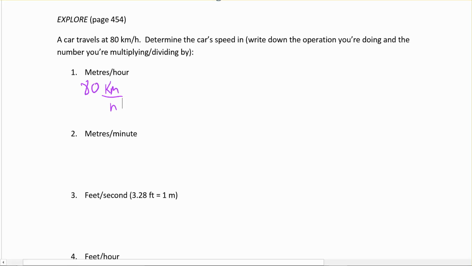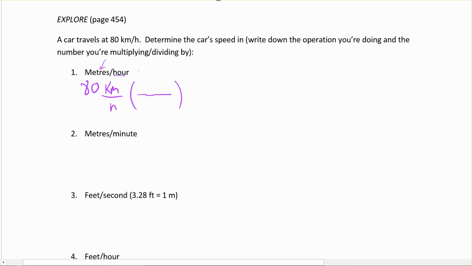Then what we're going to start doing is we're going to multiply by some factor. So we're going to do this every time. You're going to put bracket, bracket, and then there's going to be something over top of something. And what we want to do is just change these units one by one. So we want to change kilometers an hour into meters first. And, oh, we're already in hours, so we only have to change one. We just need to change the kilometers into meters.